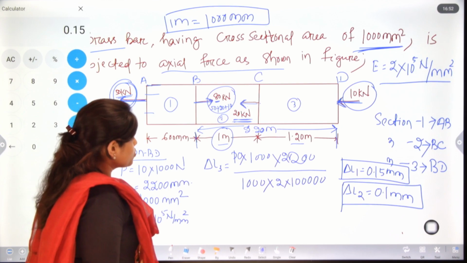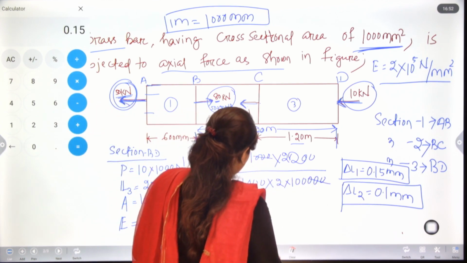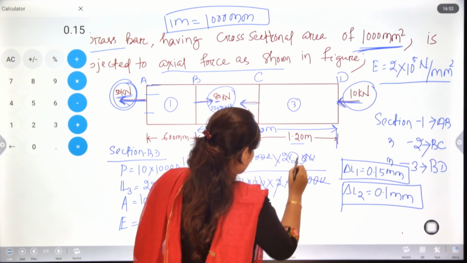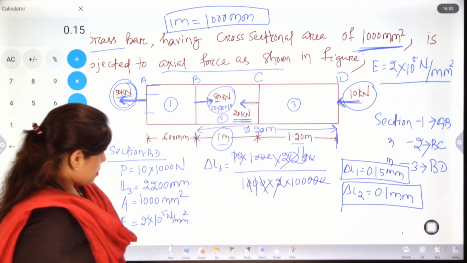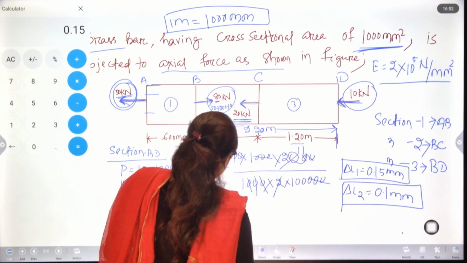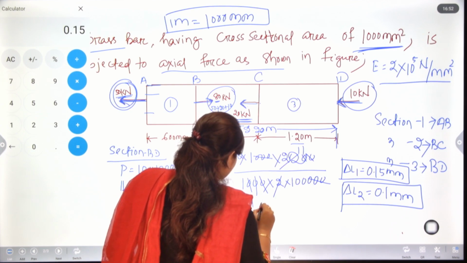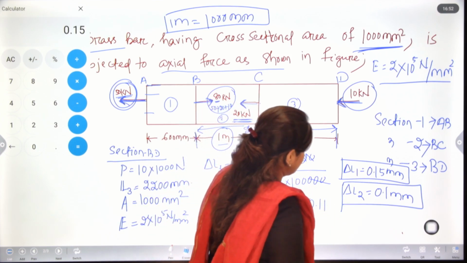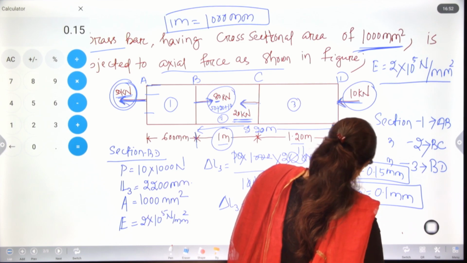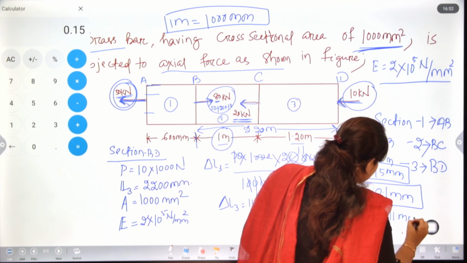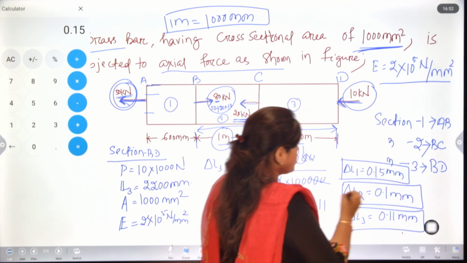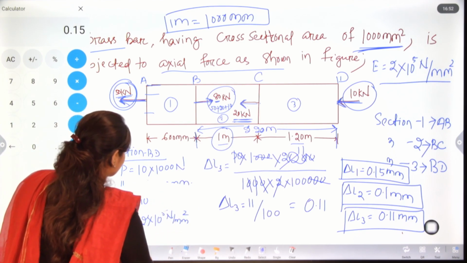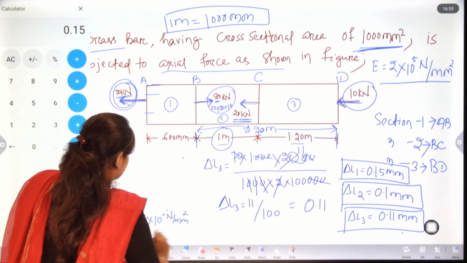So, here it will become 0.11. So, your del L3 will be 0.11 mm. As you can see, the change in length values are very minute. There is not the biggest difference.